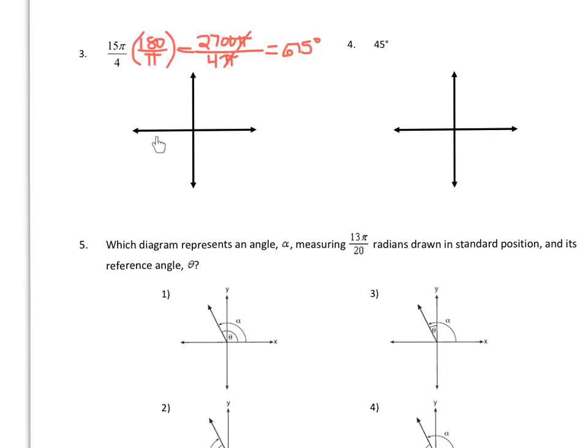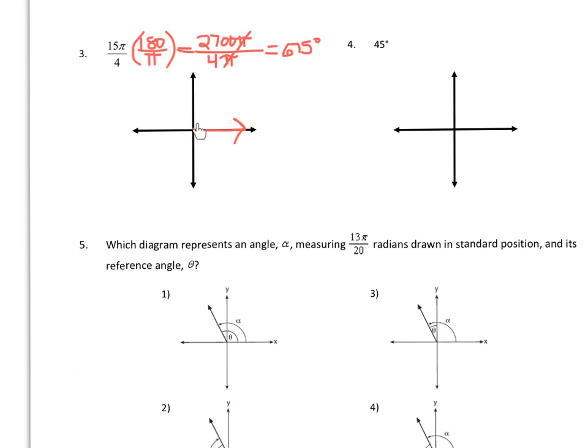540 plus 90 would be 630. So then 630 plus 90 would be 720. So that would be too far. So it would wind up somewhere here in the 4th quadrant. Now, what we're going to do is, let's just say, we can draw the initial side of our angle right here.